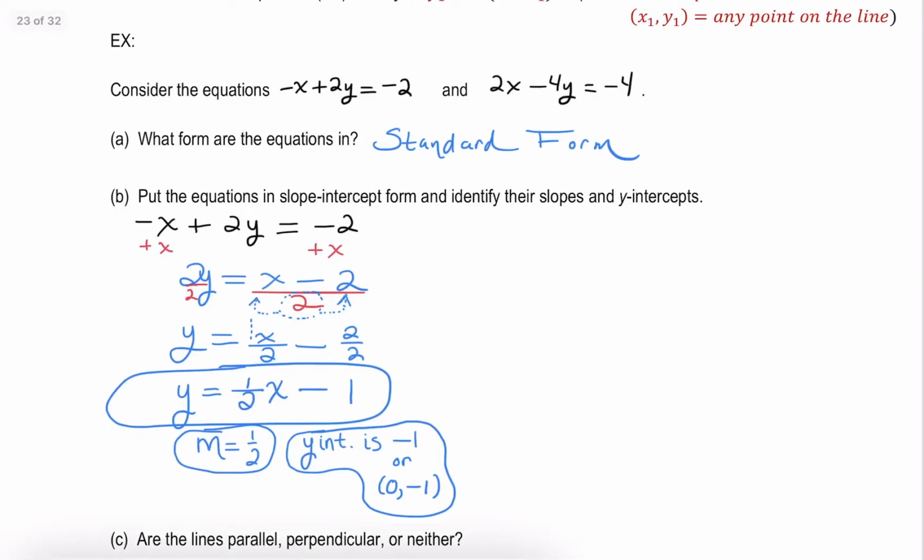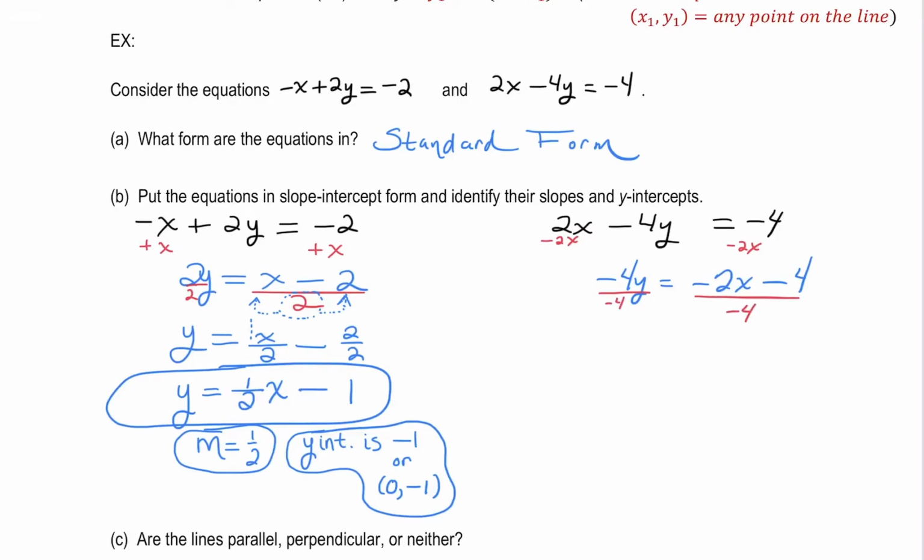Let's do the same thing on the second equation. Now that we went through it in all its detail, maybe this one will go a little quicker. So first we move the x term over, so we would subtract the 2x from both sides. And so now we're going to have -4y equals -2x minus 4. And then to solve for y, we need to divide by its coefficient of -4.